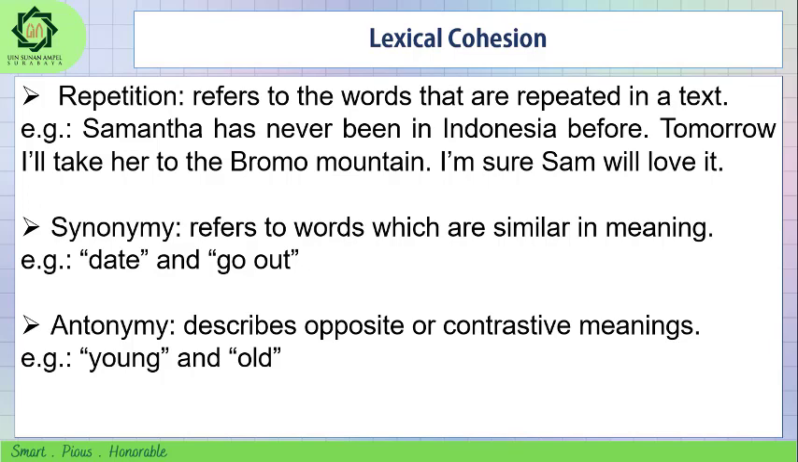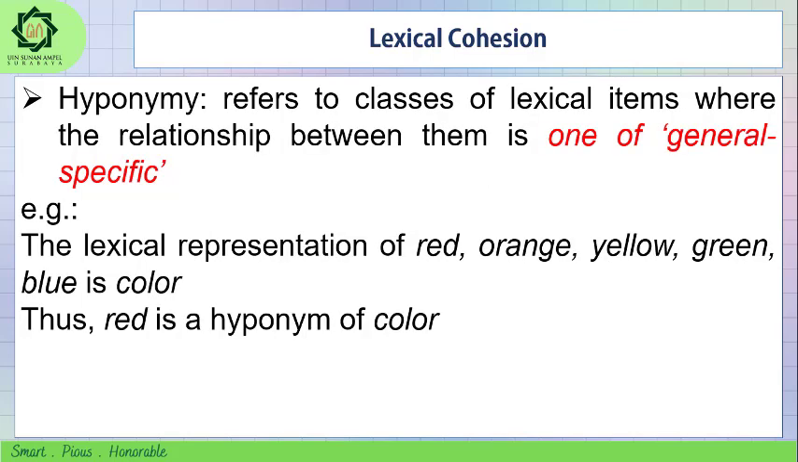And then the next one is antonymy. Antonymy describes opposite or contrastive meanings. It is the opposite of synonymy. For example, young and old, tall and short, etc.